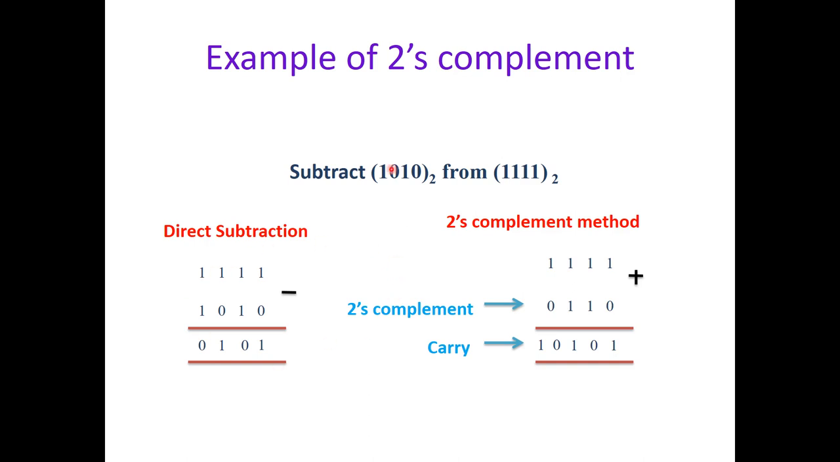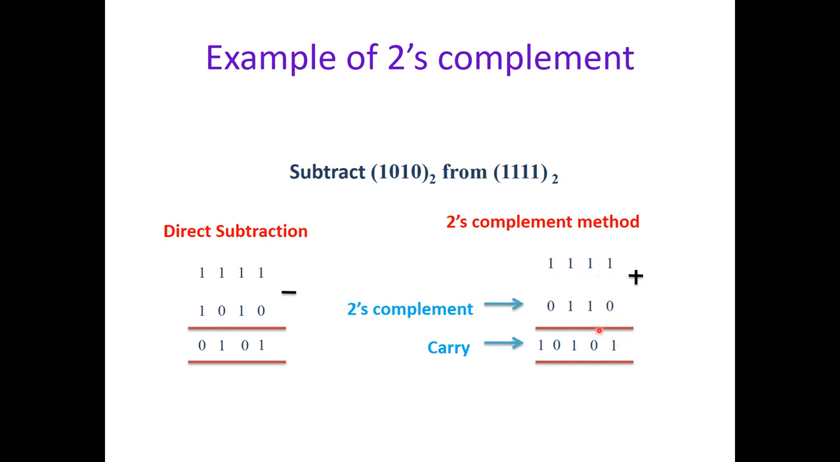Same example I'm taking with the twos complement method now. And see, there is one step less here. You just take the twos complement of this number, 1010. The twos complement will be 0110. Remember the trick? You start from the right for the twos complement, go up to wherever there is a 1, and then reverse the digits. So it's 0, 1 and then 10. So that's what it is: 0, 1, 1 and 0.